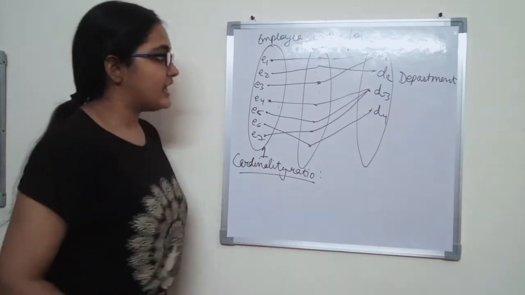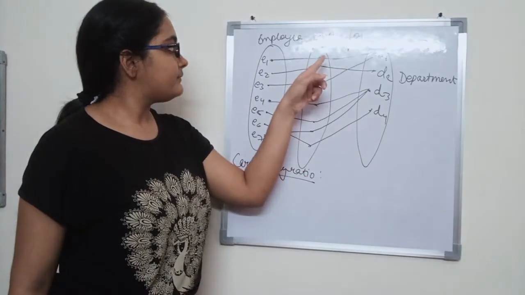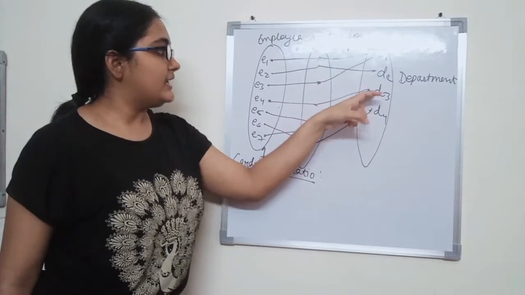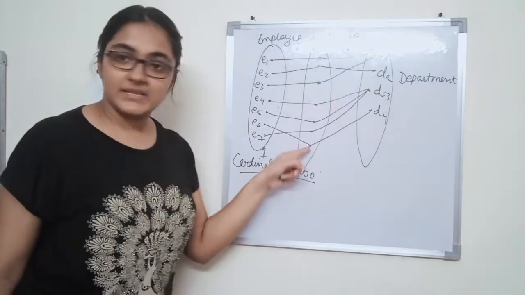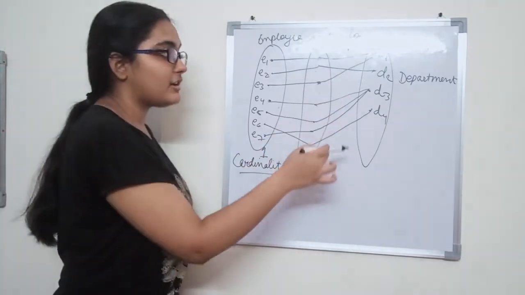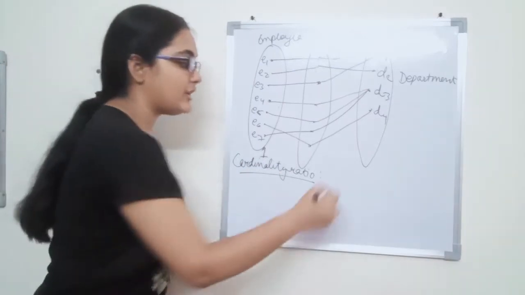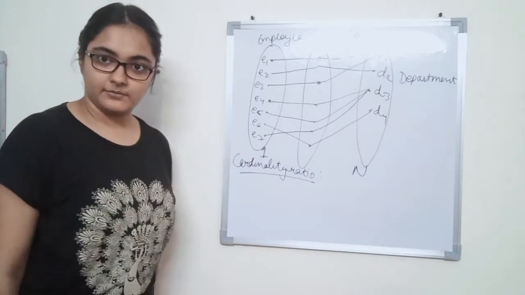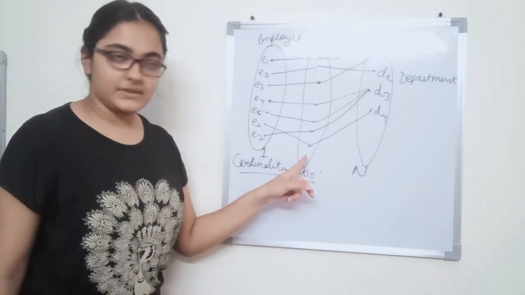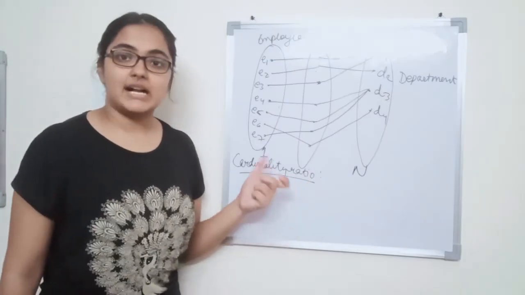Okay. Now, D1 can participate in how many relationship instances? It can participate in 2 relationship instances. D3 has participated in 3 relationship instances. D4 has participated in 1 relationship instance. Since there is not a fixed number and each department can participate in many relationship instances, we represent it by N. So a department can participate in N relationship instances and an employee can participate in only 1 relationship instance. That is the cardinality ratio.